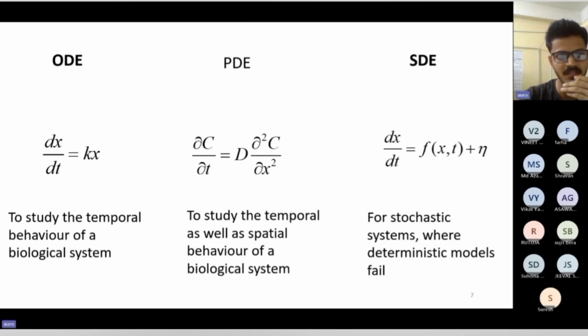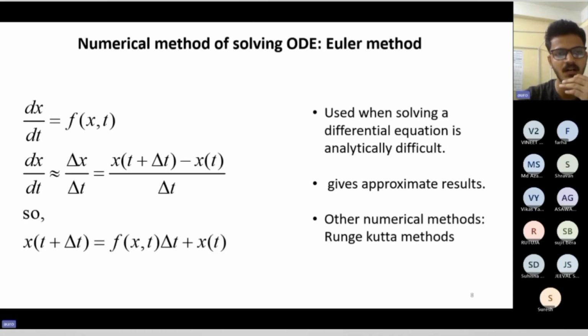But many times analytically, by pen and paper, integrating these equations is difficult. So we have numerical methods. That's where numerical methods help us to delve into those things. One such simple method is the Euler method. So suppose you are modeling a differential equation based model, and you are not able to integrate it by pen and paper. What you can do is use something like the Euler method.